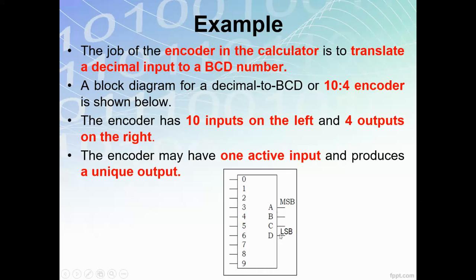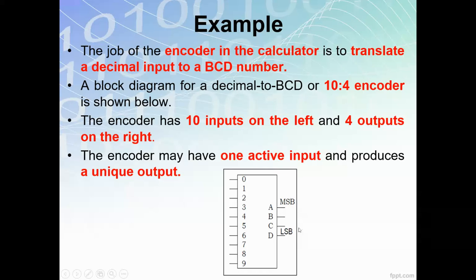Okay, and then you have 4 outputs. Okay, BCD only 4 outputs. Kita dah belajar binary code decimal, you only have 4 outputs. So the 4 outputs, okay, A, B, C and D. So A will be represented as the most significant bit and the D will be represented as the least significant bit.